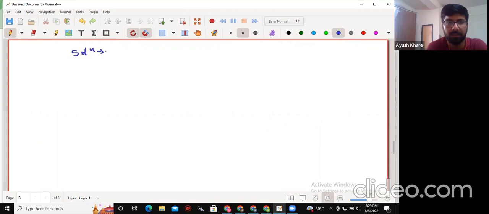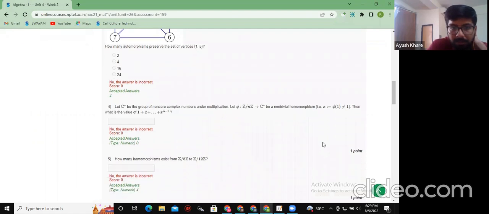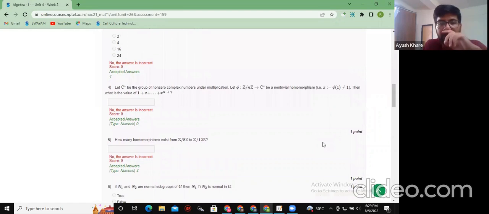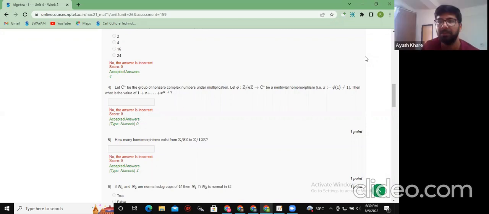Question number 6. It says if N1 and N2 are normal subgroups of G, then N1 intersection N2 is also normal in G. It's a true false question, so at least you can use your guesswork. True. Yes, it's true. Anyone else with the same answer or a different answer?